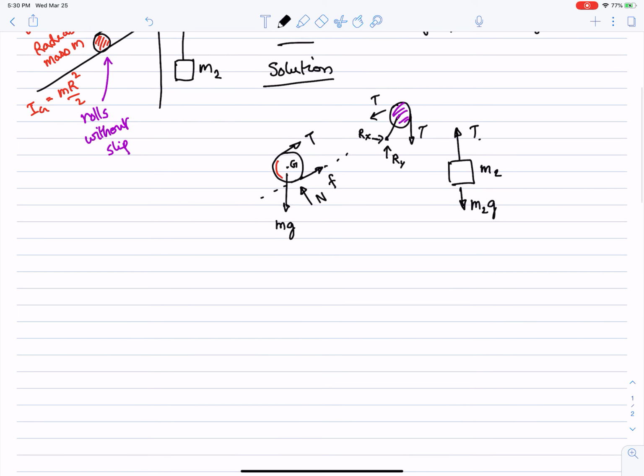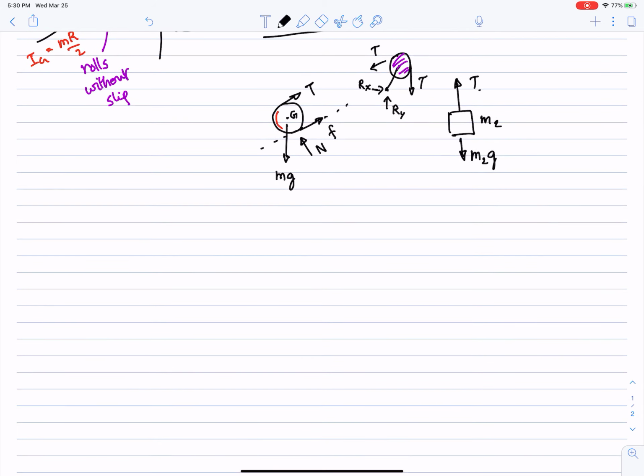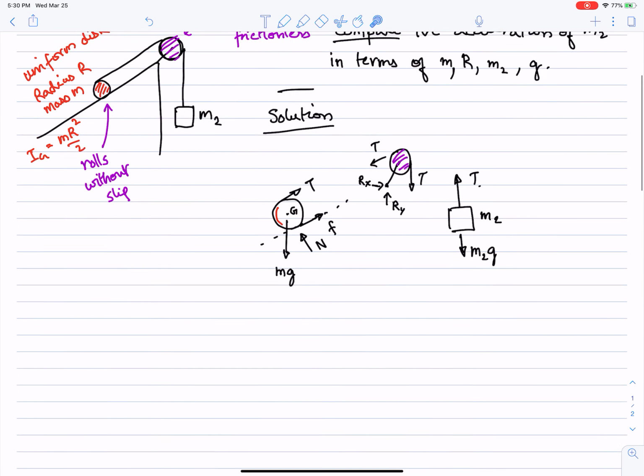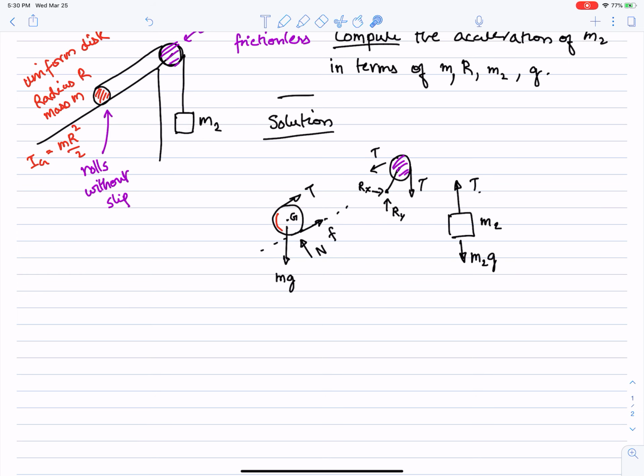Now we only have a couple of principles, well, actually three different principles. Principle number one is sum of forces equals ma. Another principle is sum of moments equals I alpha if you're taking moments about G, and then we have variants of that. And the third principle is to potentially use the fact that this thing rolls without slip.